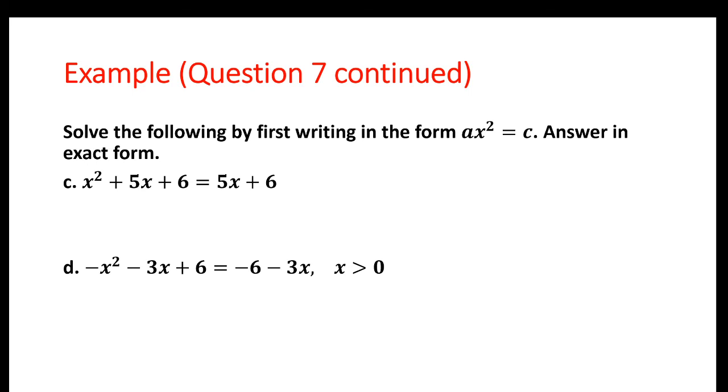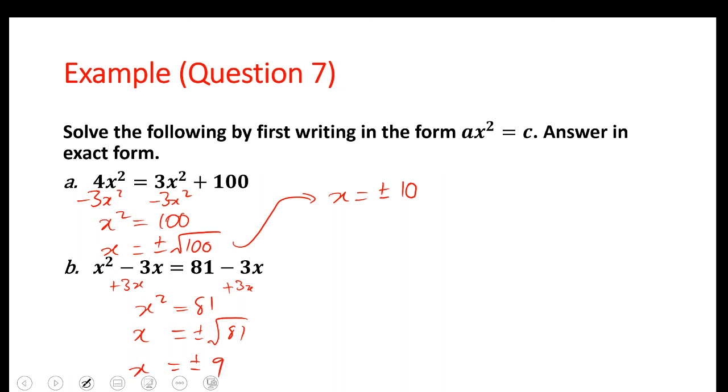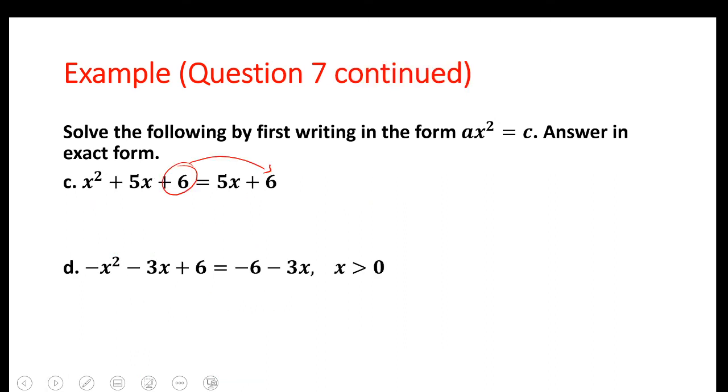X squared plus 5x plus 6 is equal to 5x plus 6. Okay, so again, we're going to do the same thing, but I'm going to move this number to the right. I'm going to move this one to the left, okay? Or alternatively, because I've got 5x and 5x, so 2 positive 5x's, these two are going to cancel out, okay? Because when I do minus 5x on both sides, they're actually going to cancel out and they're going to disappear.